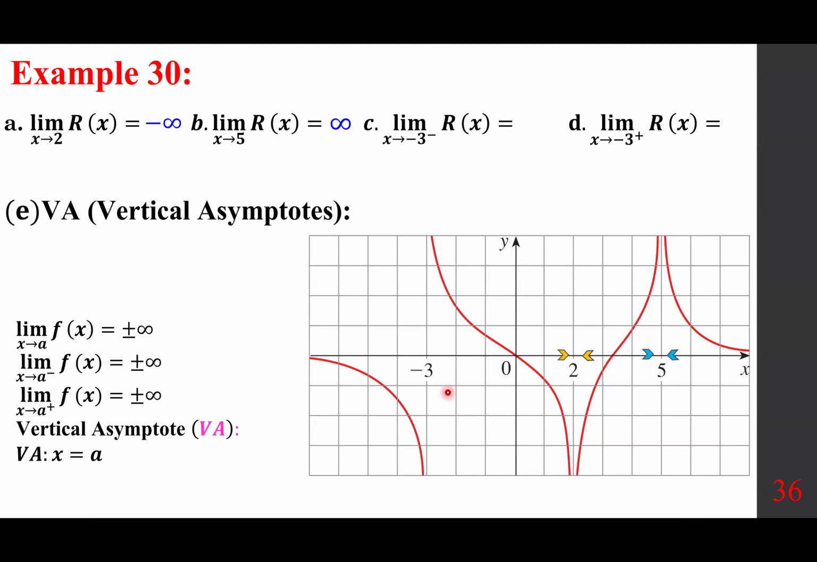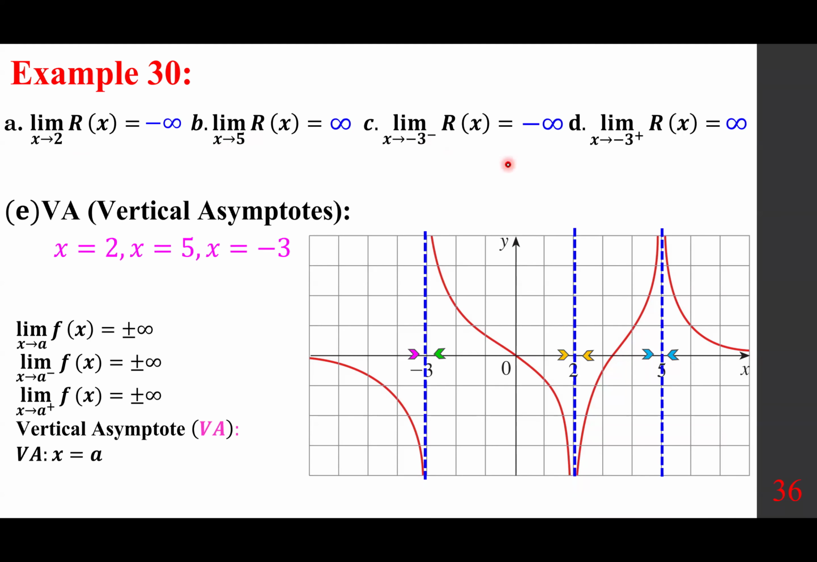However, the limit of r of x as x approaches negative 3 from the left goes down to negative infinity. The limit of r of x as x approaches negative 3 from the right goes up to positive infinity. All of them are the classic definition of a vertical asymptote. Therefore, this one says x equals 2, this one x equals 5, and both of these say x equals negative 3. Those are the VAs, or the vertical asymptotes.